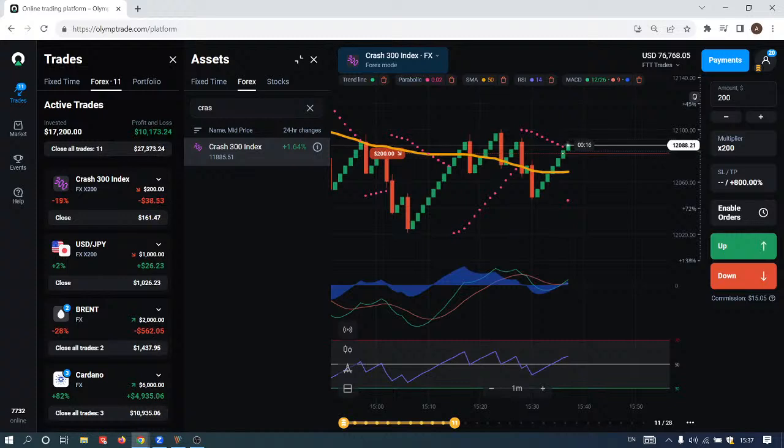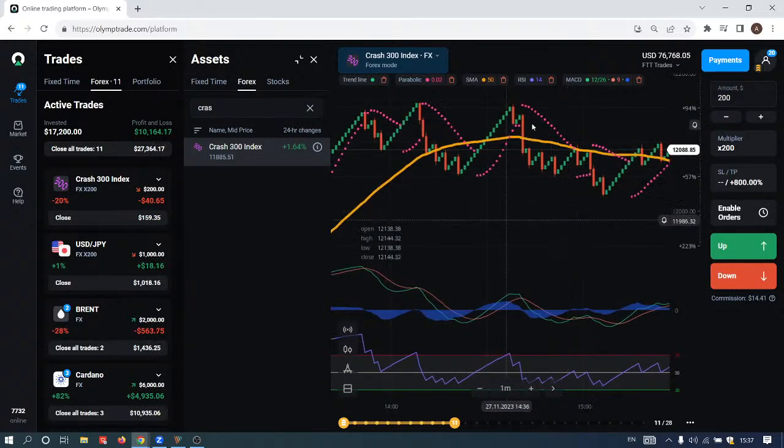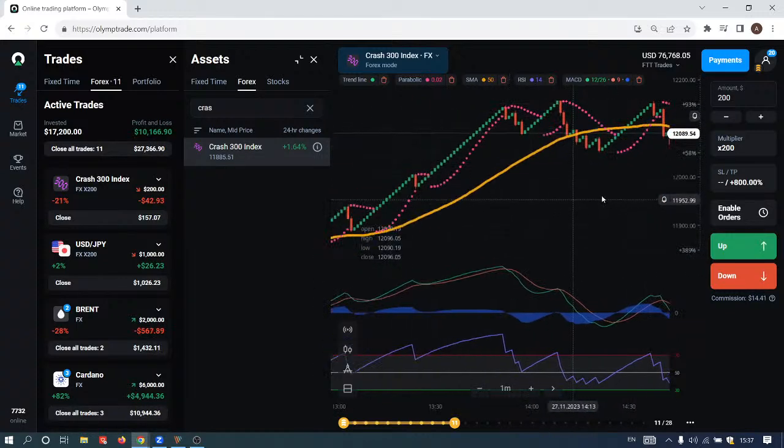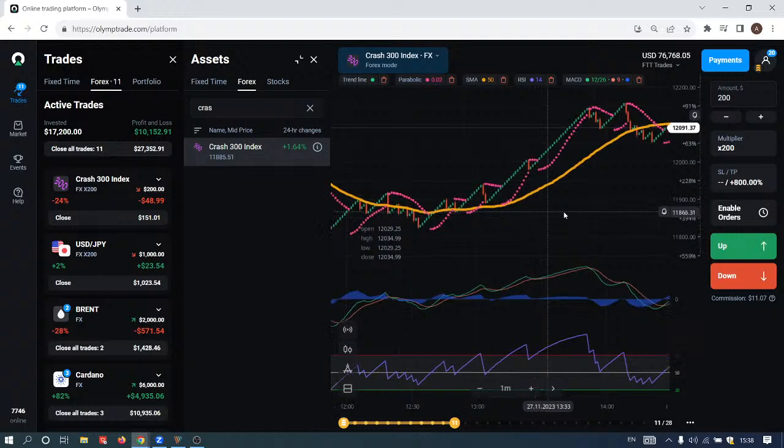You can also just use RSI to trade Crash 300. It's so easy. Yeah, exactly. That is absolutely correct. Look, the RSI goes to the overbought area. What happens next? Boom, crash. Here is the classic divergence pattern. Each next high on the chart is higher than the previous one, but the RSI value is a little bit below. So yeah.